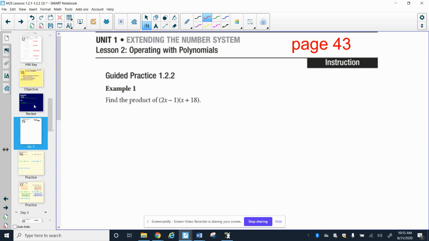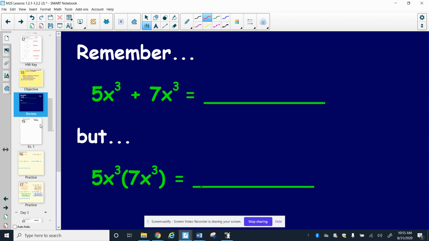A quick note before we get into our lesson, because this is going to come up a lot: we have to recognize the difference in how we would approach these two problems, thinking about our order of operations from earlier in the year. If a question said simplify the following and it was 5x to the third plus 7x to the third, we handle that very differently than multiplication. We would add the numbers in front, 5 and 7 to make 12, and the exponent, the power, stays the same: 12x to the third.